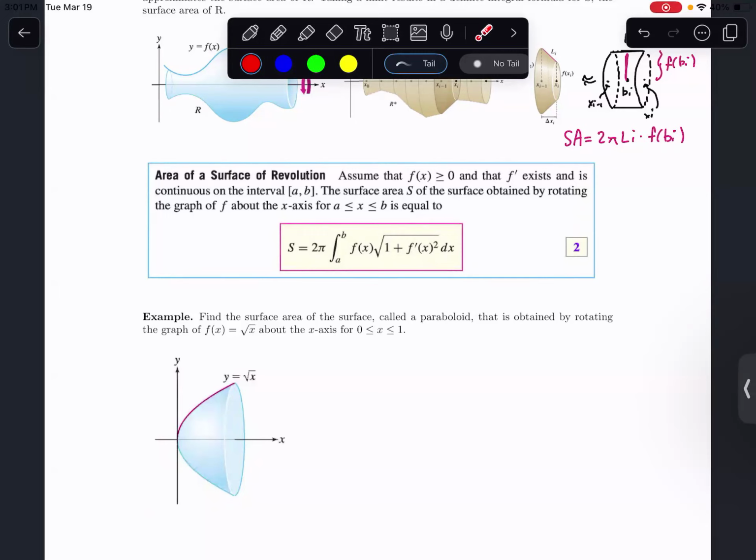Wait, no, it's not. Oh no, this is the, okay, I'm scrambled. Okay, so this is what we were looking at before.